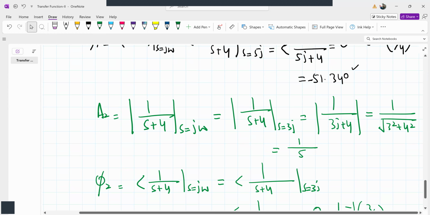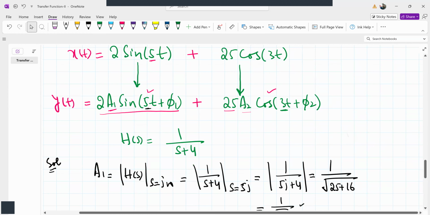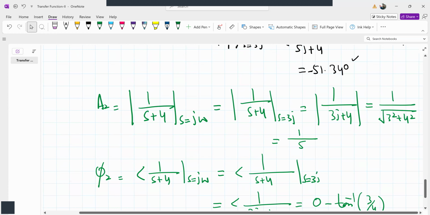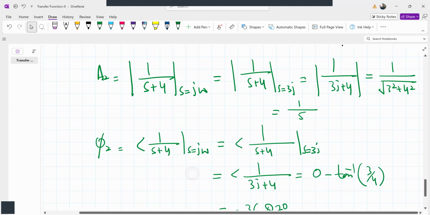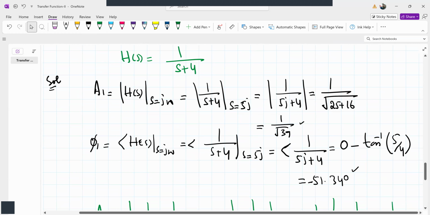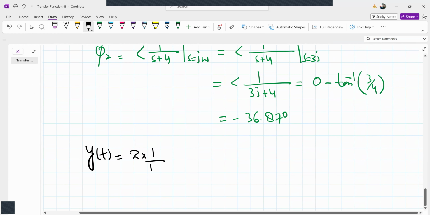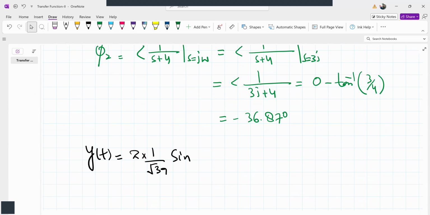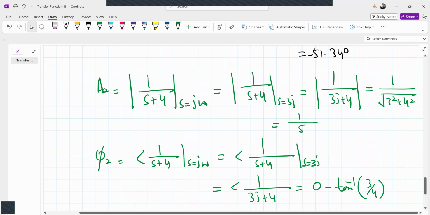So substituting the values of A1, A2, phi 1 and phi 2 in this expression, we'll get the output. So what will be the output? Output will be simply equal to, what is the input here? Twice A1. So twice A1 is, I think, 2 by under root of 39, sine of 5t plus phi 1.